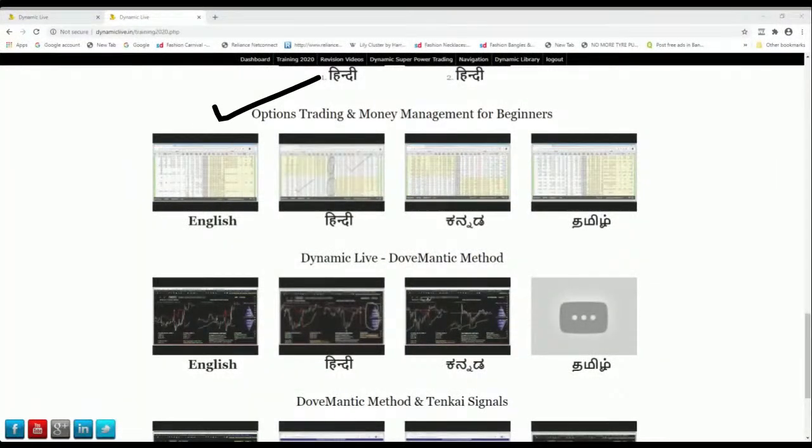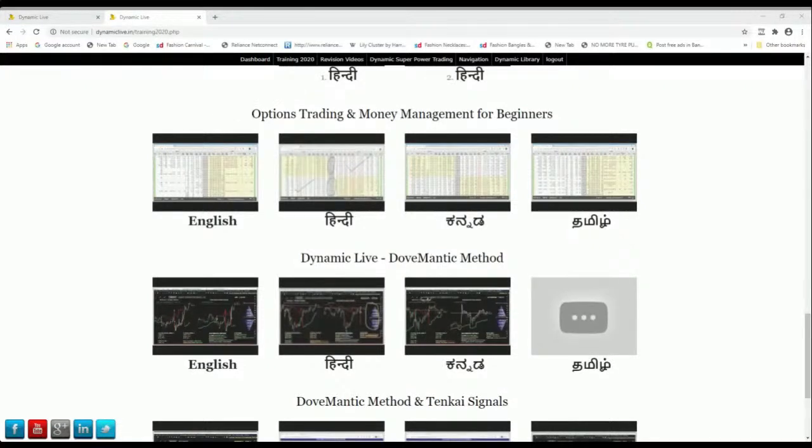So in this video, how to select the right strike price, how to shift over to secure your profits, how to do money management in options trading, all these points are very clearly explained. And as you can see, it is already available in 4 different languages: English, Hindi, Kannada and Tamil. You can watch any one of the video which comforts you.